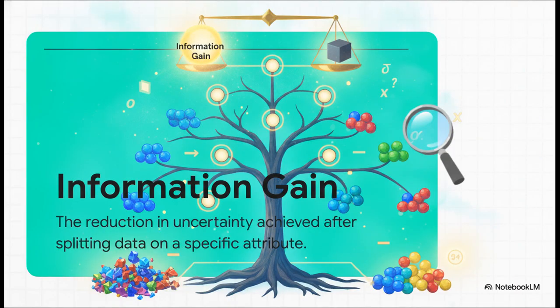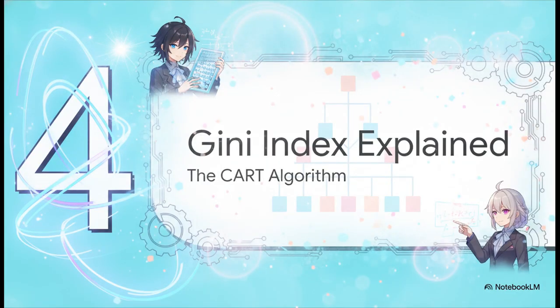So, information gain is simply the measurement of that reduction in chaos. It calculates the entropy before the split, subtracts the entropy after, and then just looks at the difference. By constantly chasing the highest information gain, the algorithm builds a highly efficient, compact decision tree using the absolute fewest possible tests.